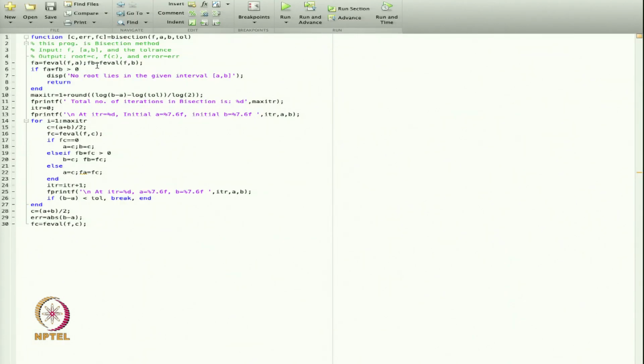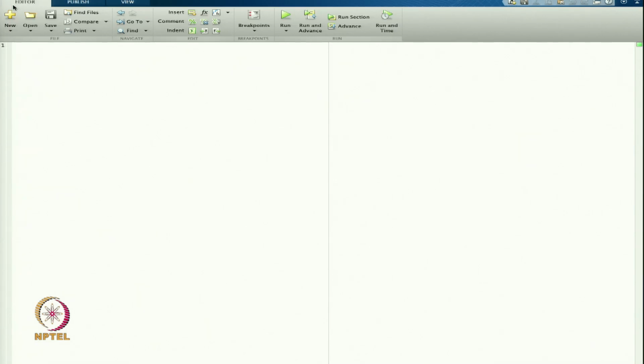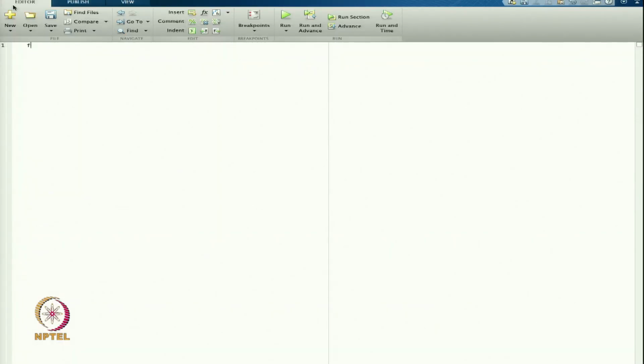Now, today we are going to start with another method. Let us start with a new file, and today we are going to do the fixed point method. So, let us write the function. Today I will get the root, then f root, the value of f at the root, then the number of iterations, and I am introducing a new argument here, and that is the x list.